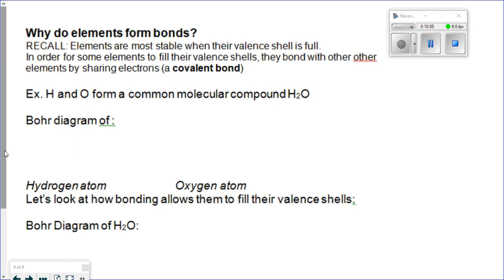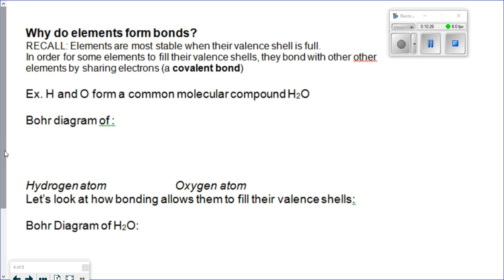So it says, why do elements form bonds? Recall, elements are most stable when their valence shell is full. In order for some elements to fill their valence shell, they bond with other elements by sharing electrons. This is exactly what I did for that methane on the last page. Same idea with water here, actually.